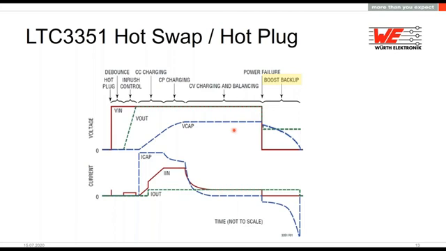Also, when the supercapacitor bank is fully charged, you also have some balancing. And the IC keeps the capacitor charged and balanced and ready for backup. So while fully charged, the IC can also measure the ESR and the capacitance.